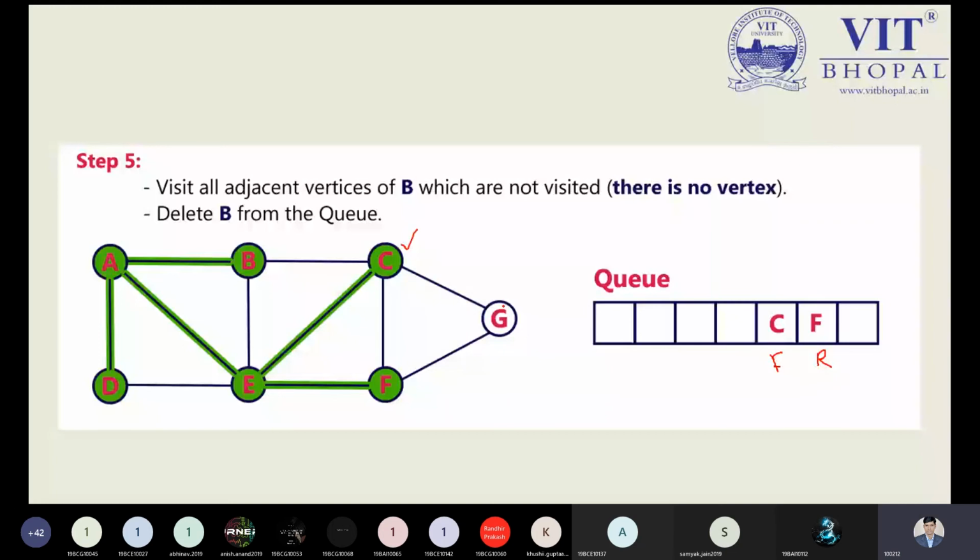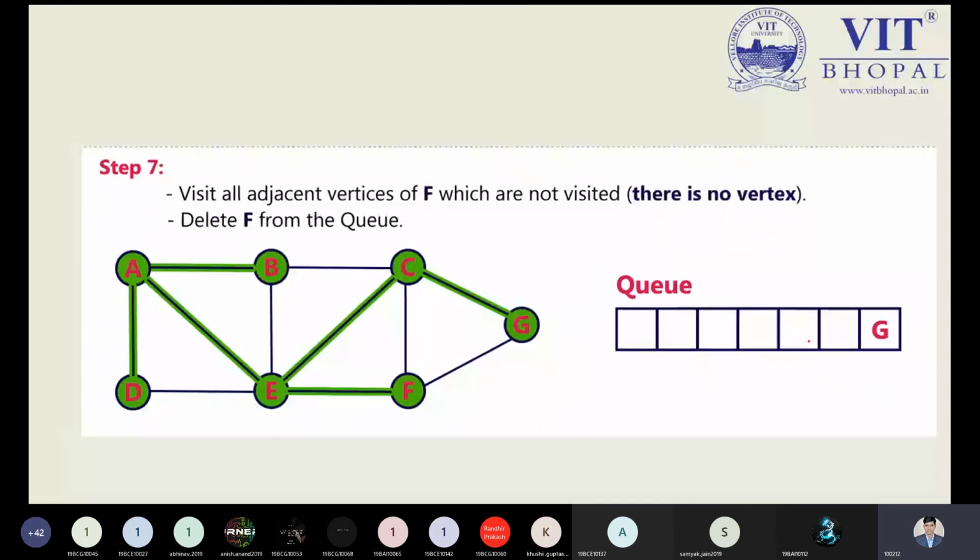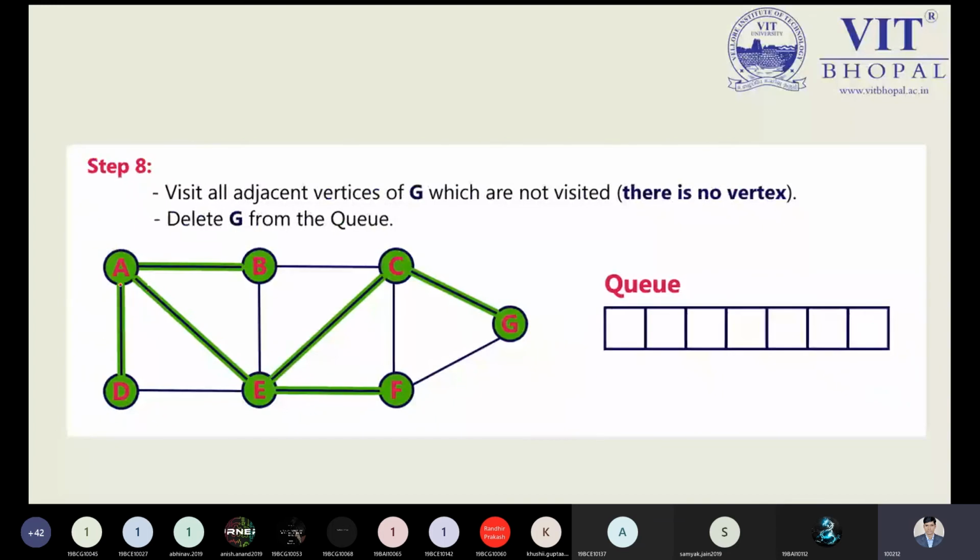Same thing can happen over here. So F will become over here, and this will be the rear, and the last. There's no more element coming from the G, so G will be removed. When the Q becomes empty, the path you can identify is A, D, E, B, C, F, and G. So that is what is known as the BFS, the breadth first search algorithm. Okay, so this is our simple example.